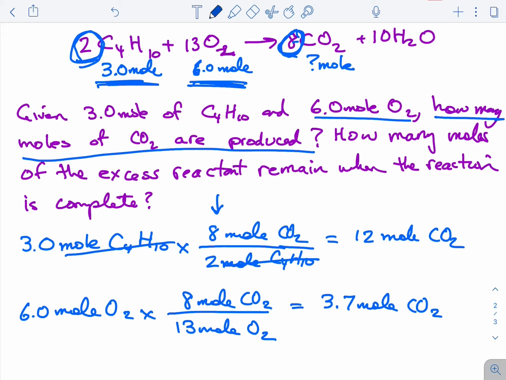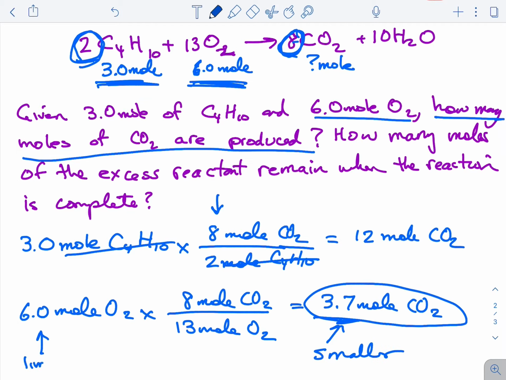And now we compare the two answers, and we notice that this one is smaller. And because it's smaller, this is the one that's going to be the real answer. Why? Because once you get to 3.7 moles of CO2 produced, all of your O2 has been consumed. That's what that means. The smaller value tells you which of the reactants is going to constrain or limit how much product you can get. So the smaller value is always going to tell us that this guy over here is our limiting reactant. Okay, so O2 is our limiting reactant, and C4H10 is present in excess.